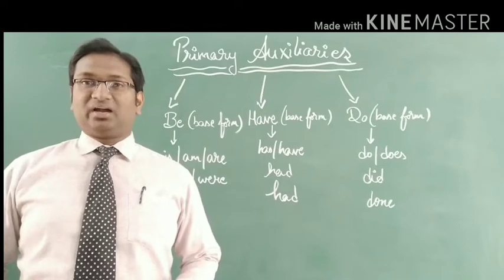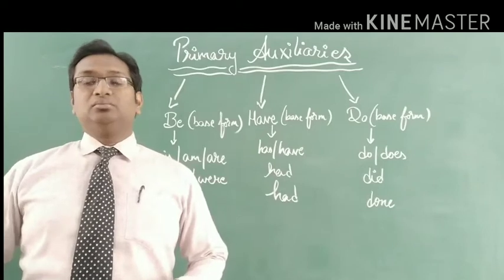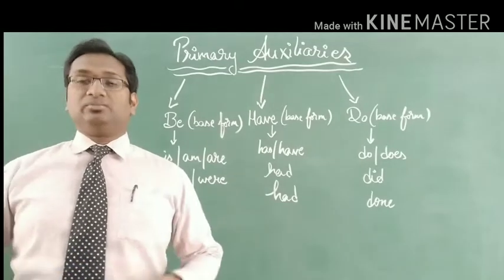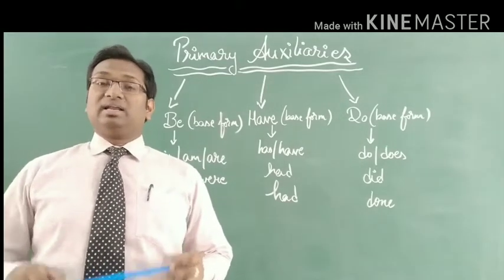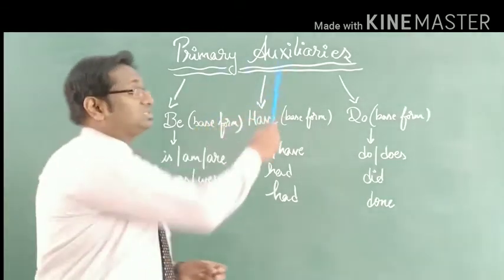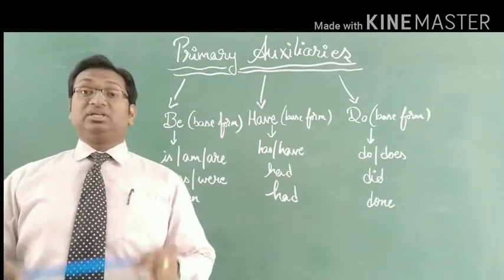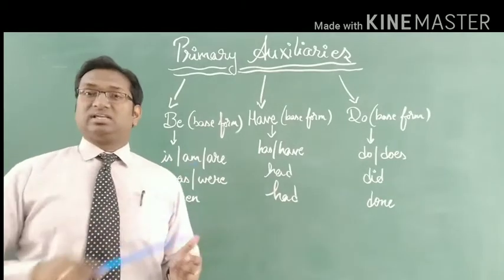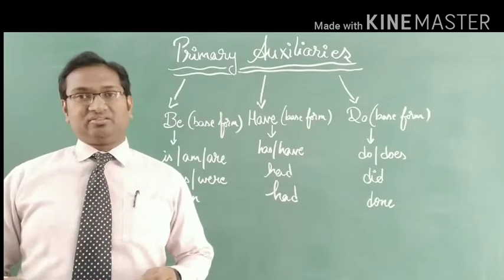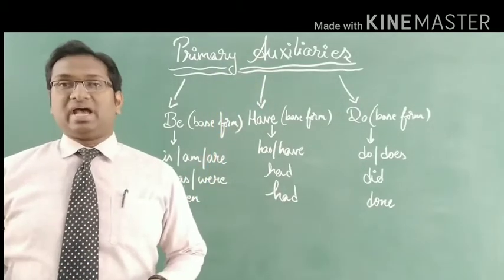Now today we are going to start our third chapter and the topic is primary auxiliaries and modals. We will see primary auxiliaries first and then we'll move on to the modals. Now let's see what is the meaning of primary auxiliaries. Primary auxiliaries means those verbs which help the main verbs. Yes, auxiliaries are known as helping verbs. Everybody knows about the main verbs, but here primary auxiliaries are your primary helping verbs.